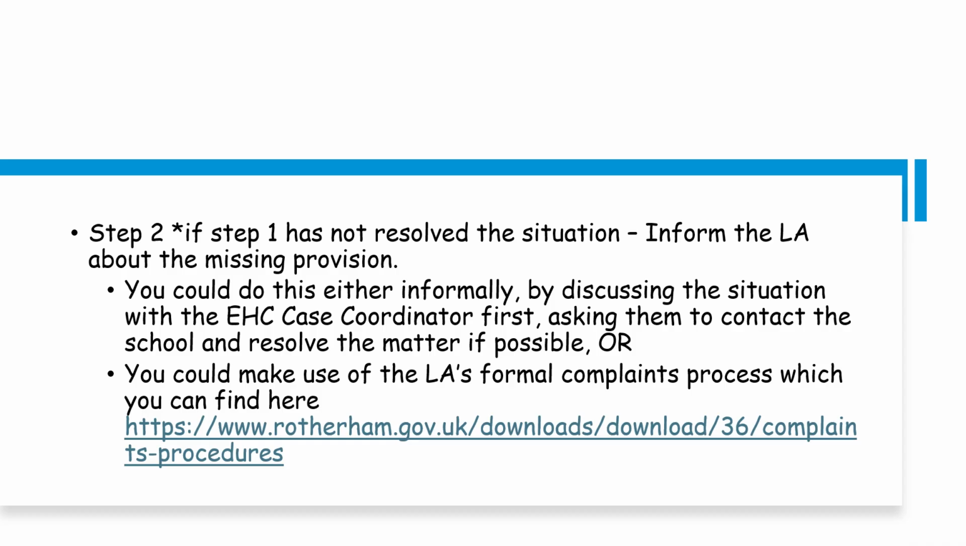So if Step 1 hasn't resolved the situation, move on to Step 2. Inform the local authority about the missing provision. You could do this either informally first by discussing the situation with the EHC case coordinator, asking them to contact the school and resolve the matter if possible. You can find their details on the EHC hub. Or you can make use of the local authority's formal complaints process, which you can find on the local authority's website here.